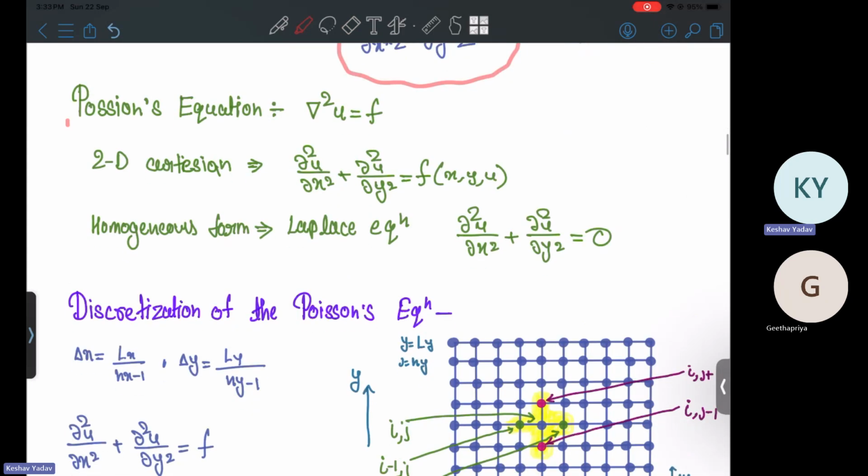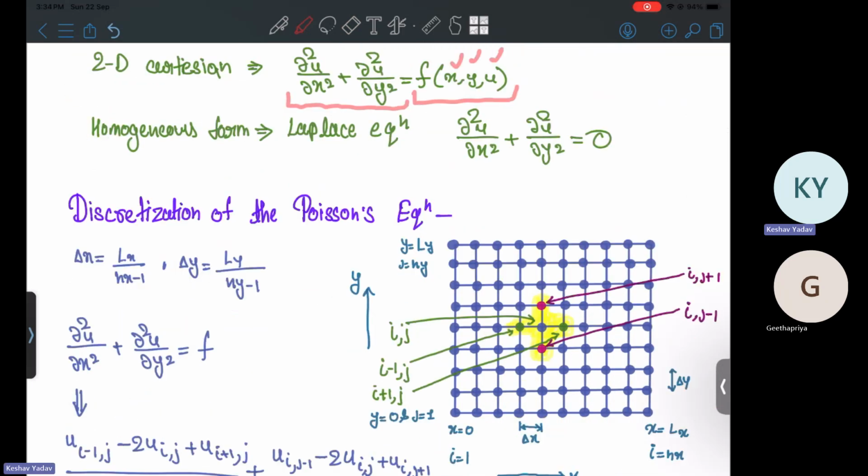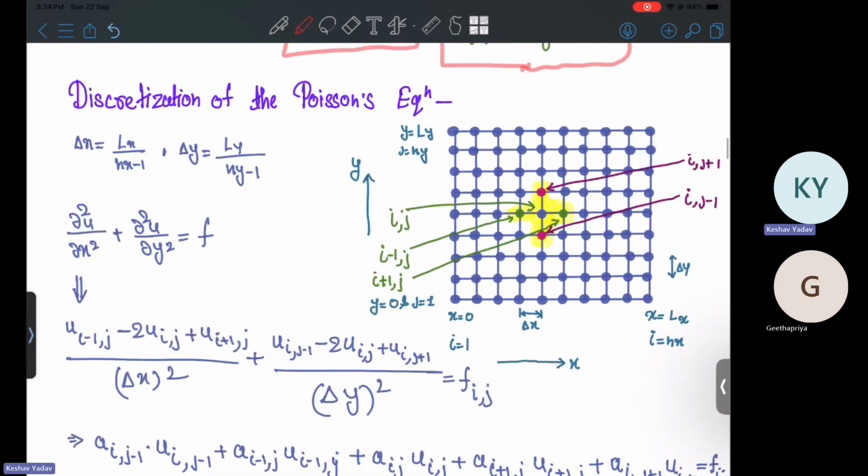In general, a Poisson equation can be written like that: Laplacian of u is equal to f. In 2D Cartesian coordinates, I can write del 2u upon del x square plus del 2u upon del y square equal to, in general, a function of x, y, and u. What will be the homogeneous form of this equation? The homogeneous form of Poisson's equation is called the Laplace equation. Now let us discretize this Poisson's equation.